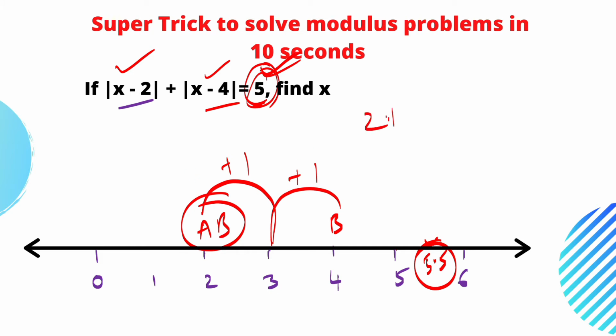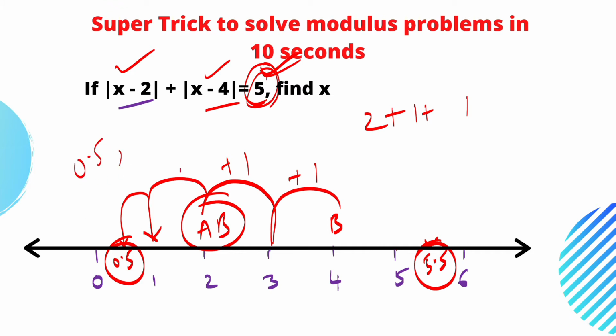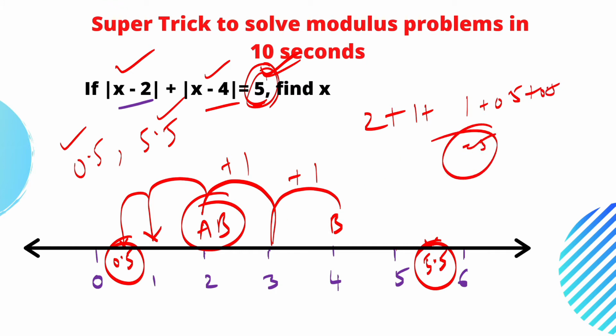Now already 2 units are covered. Now a and b traveled 1 more unit, so a traveled 1 and b also traveled 1. Now 4 units are covered, right? Still 1 more unit is there, so they land at 0.5. So x can take 0.5, x can also take 5.5. It can take any of these values. Okay, so 0.5 plus 0.5, this is equal to 5. So this is how you imagine this number line. If you imagine this, whatever the condition, you can solve this within 10 seconds.